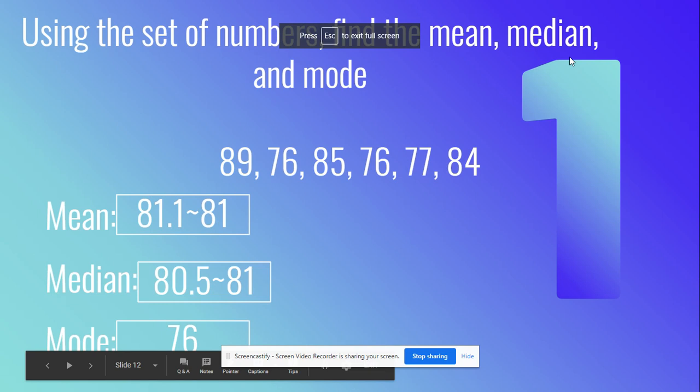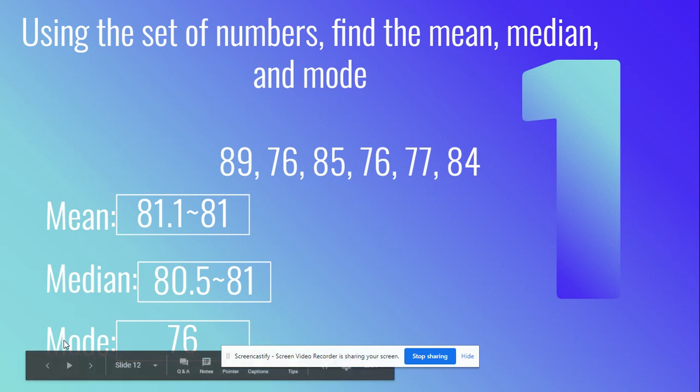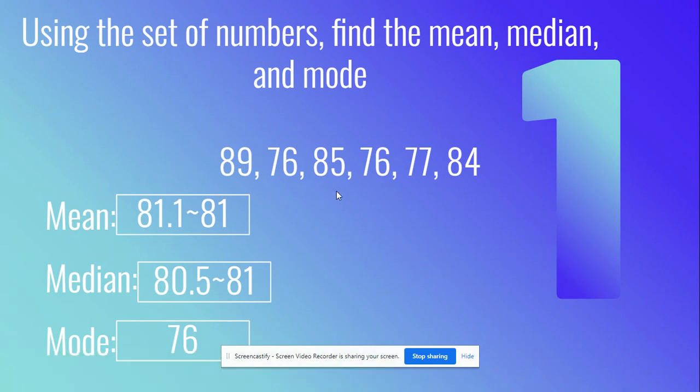Hey guys, we're going to go ahead and go over your slides from yesterday. So for slide number 1, we need to find the mean, the median, and the mode. But first of all, if you look up here, our numbers are scrambled. We want to get them in order from least to greatest. So hopefully you caught that and were able to write it down. And if not, then this is why you wouldn't have gotten the problems right.